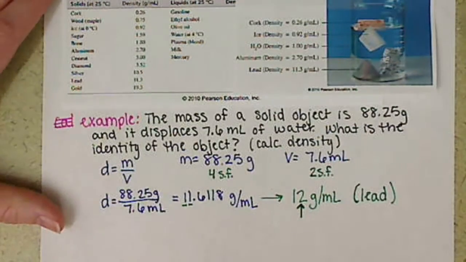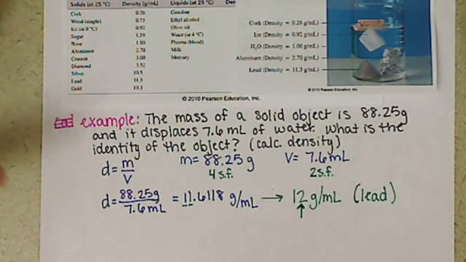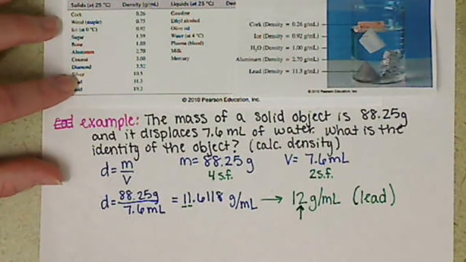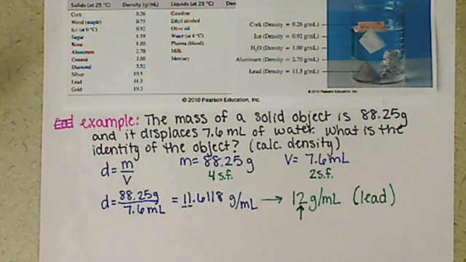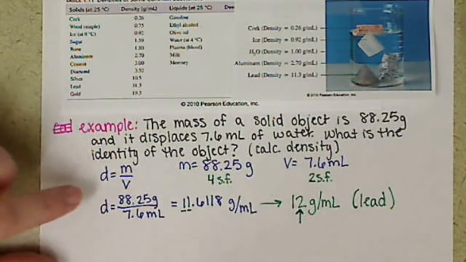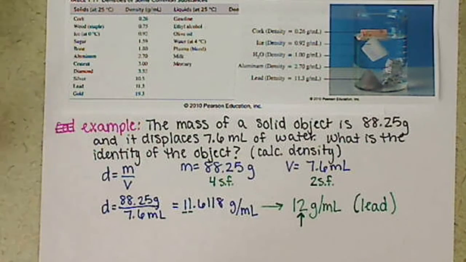Now, there are lots of other objects out there that have densities around 12 grams per milliliter, so it's possible this isn't lead, but given the table that we have from the book, this would be an okay assumption. Of what was given, this solid object could be lead. So that's an example of using density to calculate the density and identify an unknown.